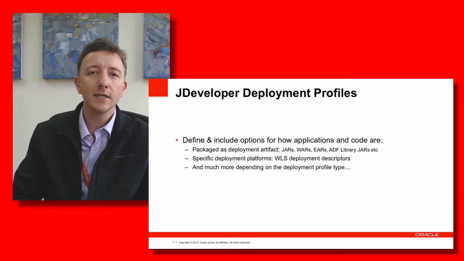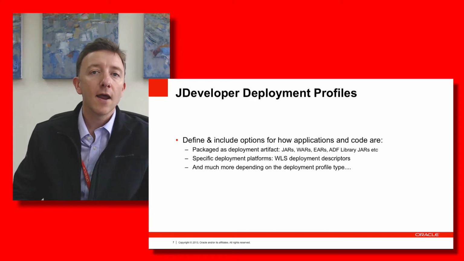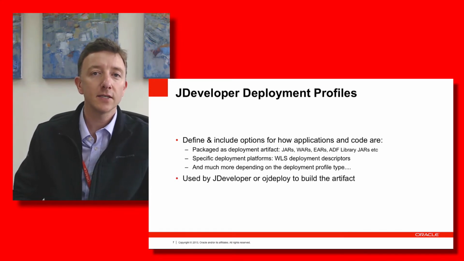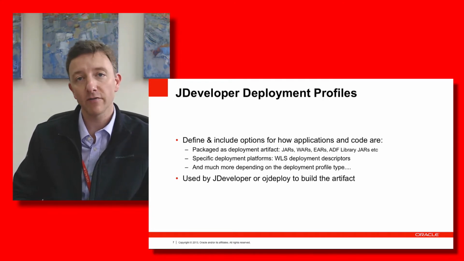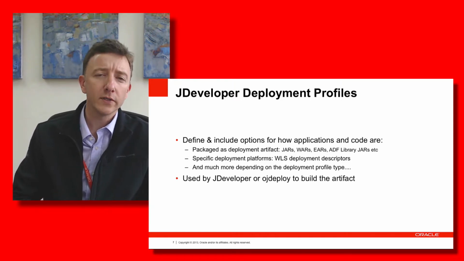So basically it's the mechanism under which you actually set all those configurations up. Now from there, JDeveloper or ojdeploy, which are your actual build engines, take those configuration sets, take the source code that's configured through those configuration sets, the deployment profiles, and creates the end artifact. Okay? Now you might go, oh, that's all good and well, but what's the alternative?